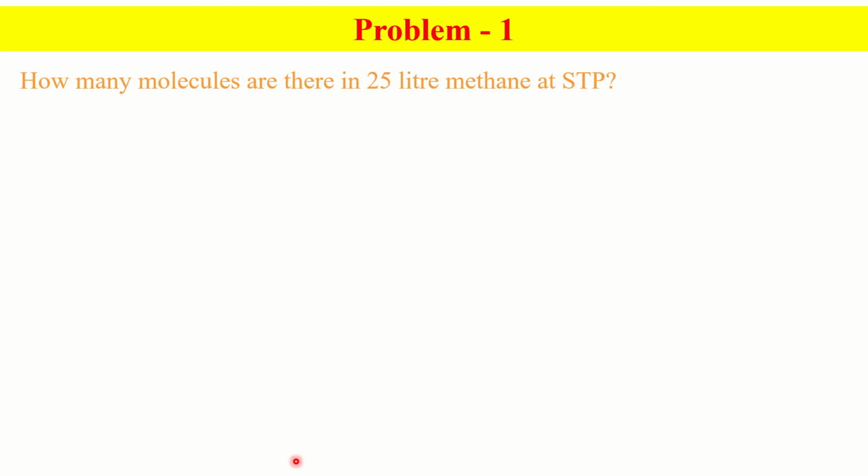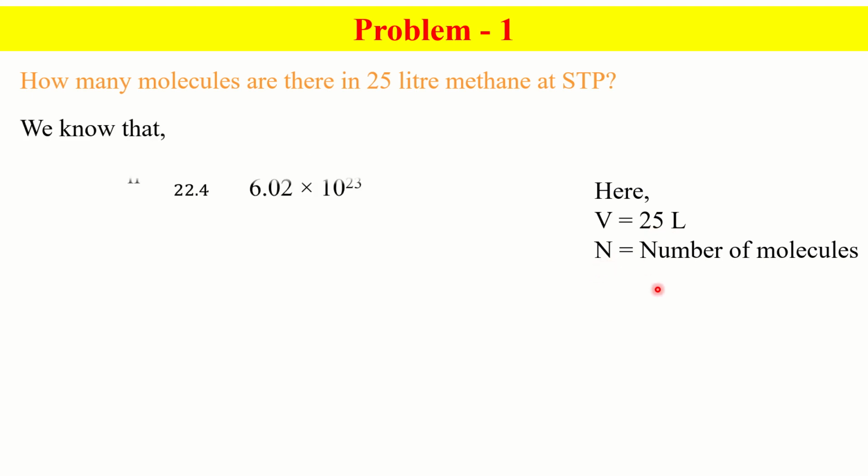Same math if we do by using formula. Look here, what is needed here? Here there are volume and also molecules. We learned there are three formulas for mole: n equal W by M, n equal capital N divided by Avogadro number, n equal V by 22.4. Here V equal 25 liter is given, and N is the number of molecules.